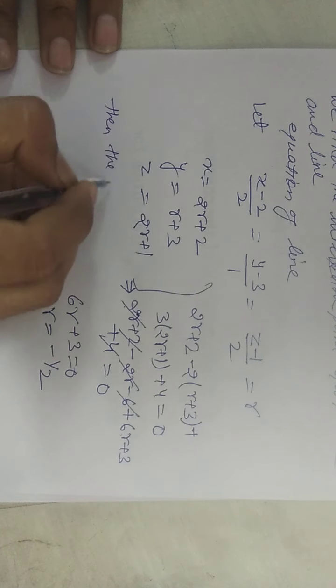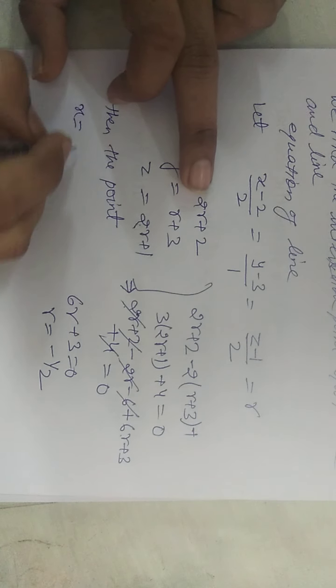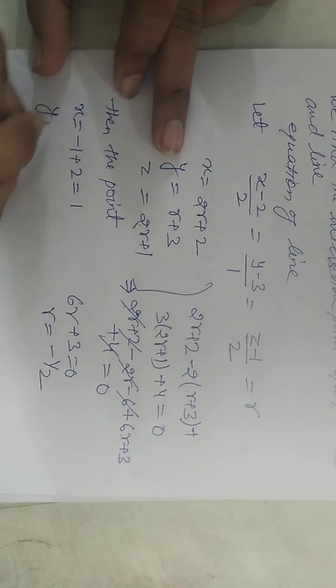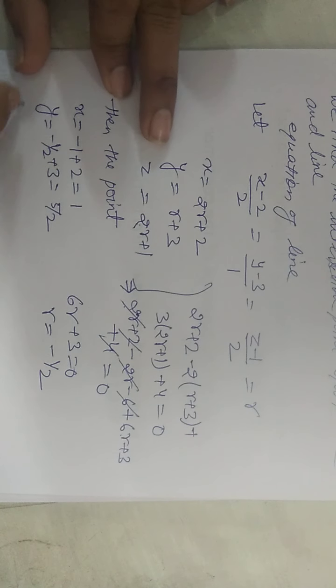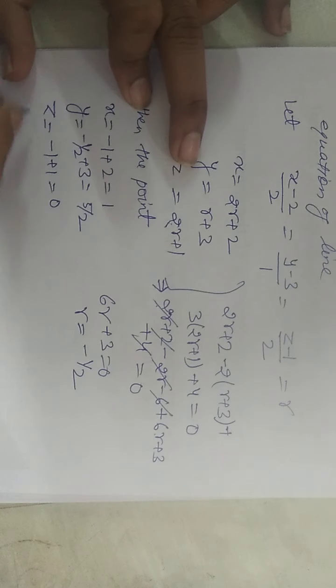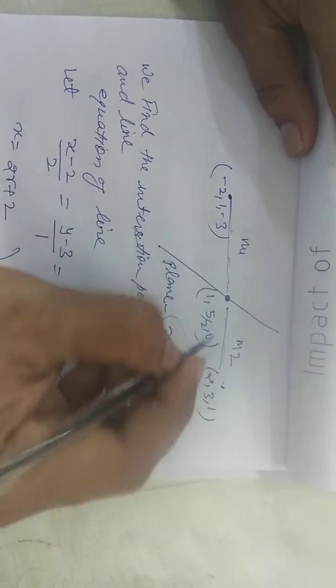Then the point: x equal to minus 1 plus 2 equal to 1, y equal to minus half plus 3 equal to 5/2, and z equal to minus 1 plus 1 equal to 0. The point is (1, 5/2, 0). The intersection point is (1, 5/2, 0).